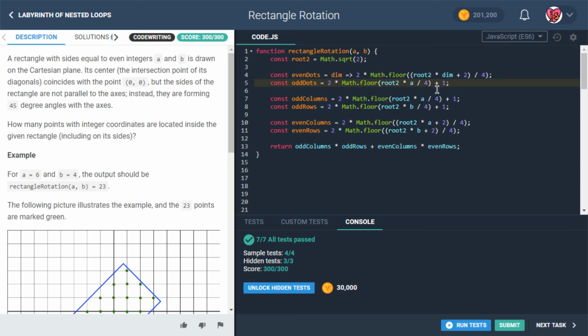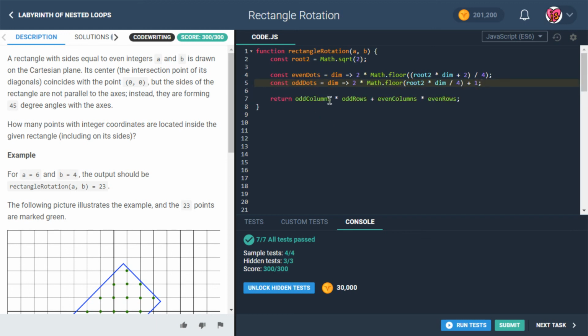This is going to be something that takes dim to root 2 times, yeah, that. Okay, cool. And then maybe this will get a little nicer. So let me just delete that. So odd dots.